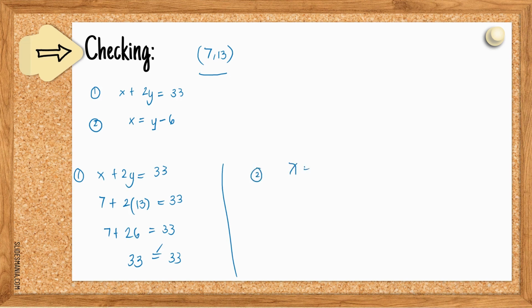x is equal to y minus 6. Again, your x is 7 and your y is 13. So 7 is equal to 13 minus 6. Yes, that is 7. Since this ordered pair is true for our first and second equation, this is the solution for our system of linear equations.